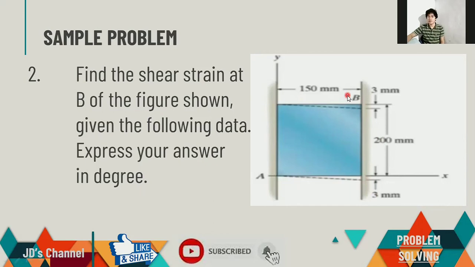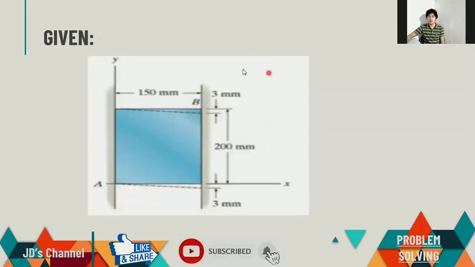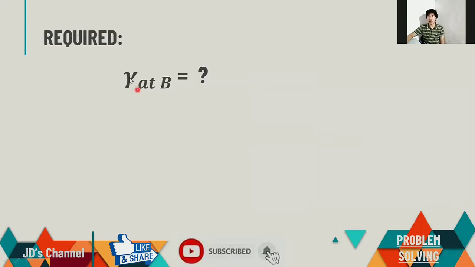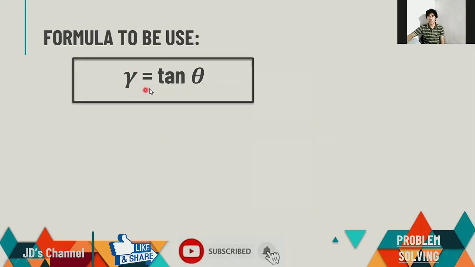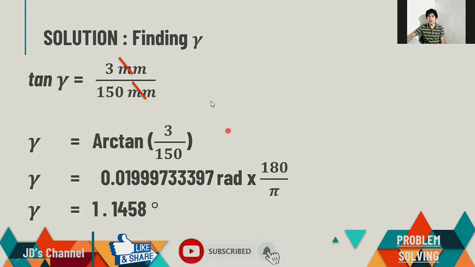Okay? So, anong gagamitin natin? Ayan, tingnan natin kung ano bang ating gagamitin. Since ito ay fix, so madali lang to, class. Okay, so ito yung ating given. Ayan. And then, ano ba yung ating required? Yung ating gamma at B. Formula to be used. Ayan, so tan theta. Since, ayan, gamma is also equals to tan theta, or yung ating shear strain is equals to tan theta. Solution, finding the gamma is, yan, tan gamma.